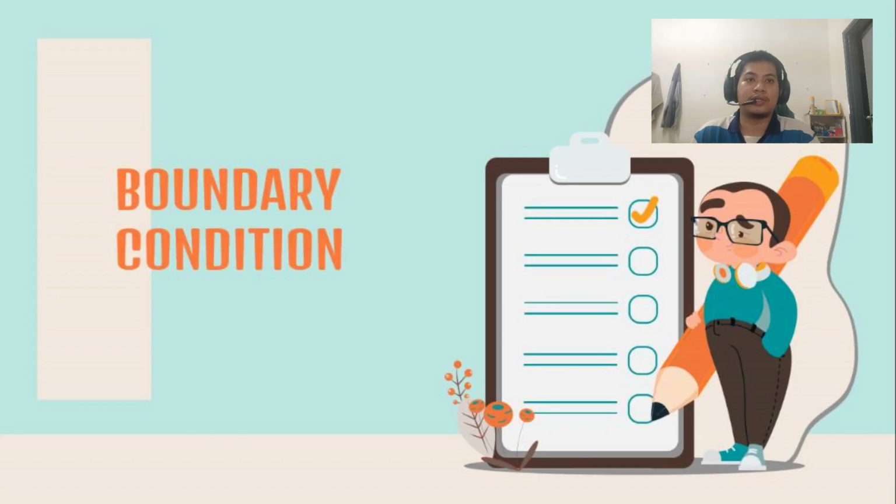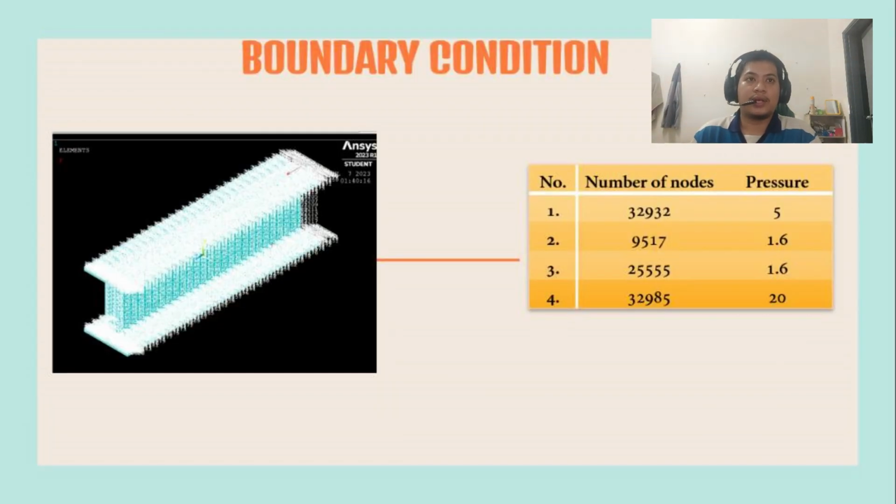For the modeling condition, point A is fixed and constrained at 0 on all degrees of freedom, DOF. Forces of 5 kips, 1.6 kips applied at 2 locations, and 20 kips are applied at points B, C and D respectively. Nodes for force application were determined and recorded. The table shows the node number and corresponding pressure.